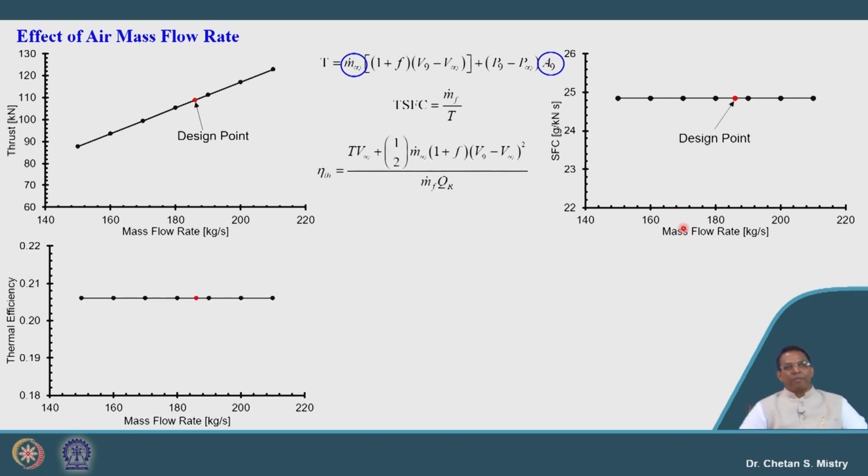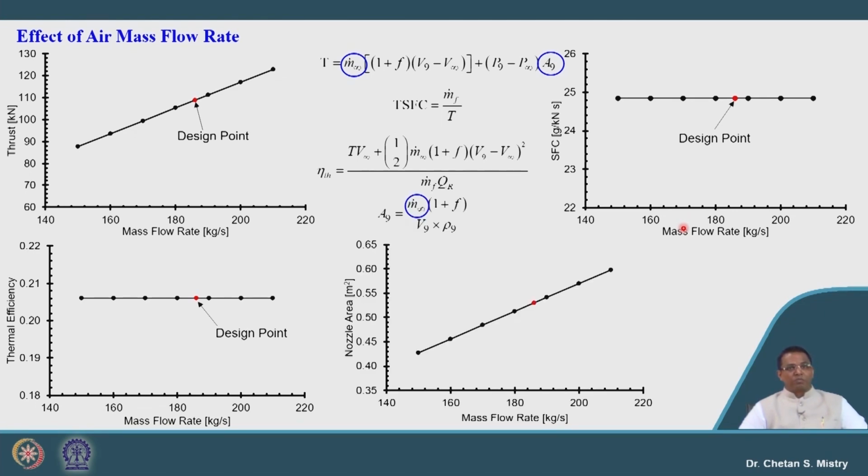The next parameter we have is the thermal efficiency. There is no variation of thermal efficiency with the increase of mass flow rate. Now, this mass flow rate will be used for the calculation of our exit area. So, this is my design condition. If I am increasing my mass flow rate, my nozzle area is going to increase. Let me put the point here.